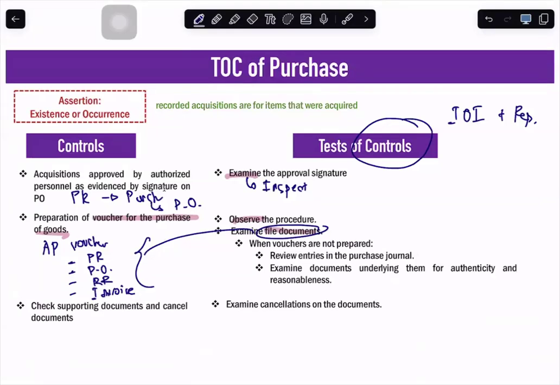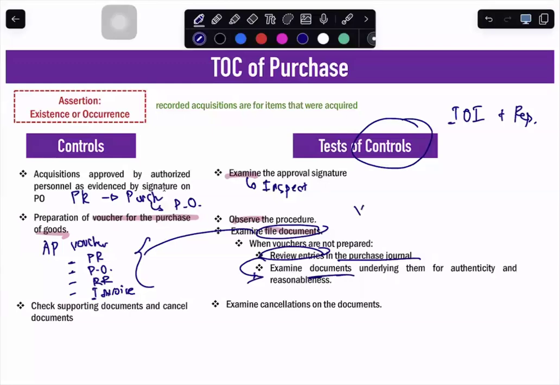So if ever the vouchers are not prepared, you are now to review the entries in the purchase journal. And based on the entries, you compare them to the documents. Here, if there is a voucher, you compare it to your documents. Now, what if there is no voucher? Then you just check the records. And from the records, you inspect them against your different documents.